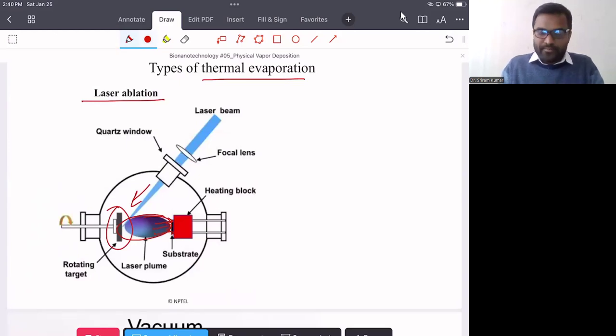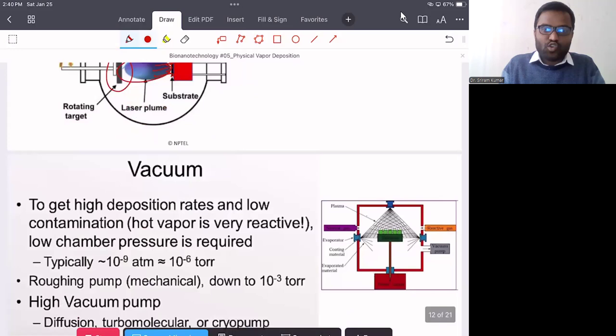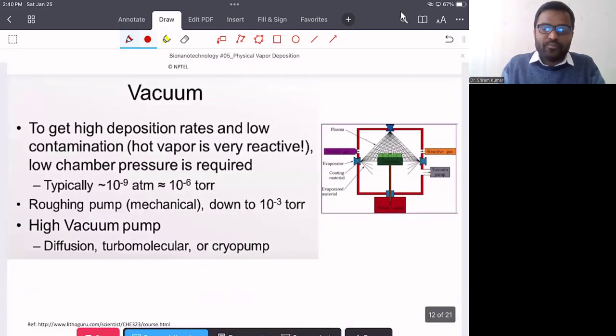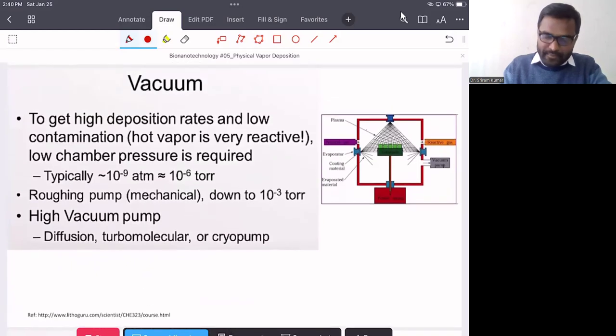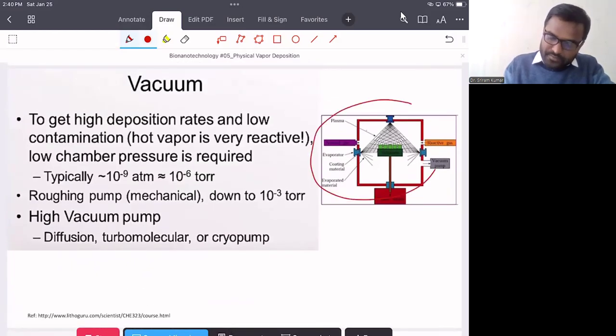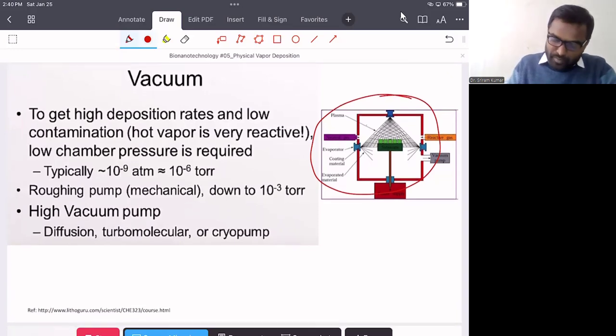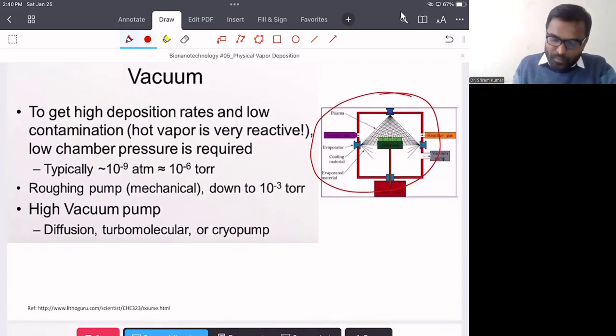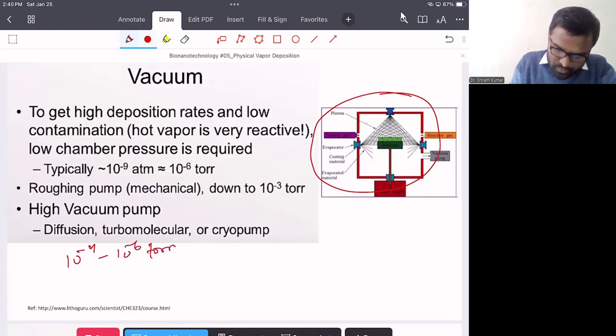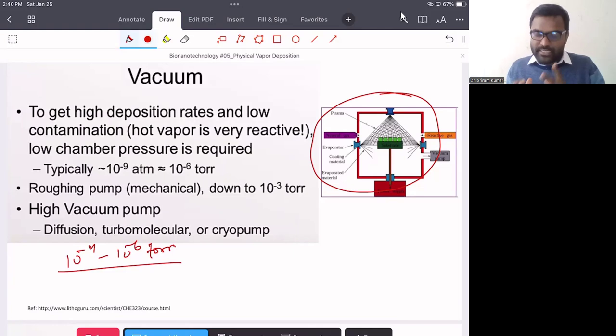Now let's understand the significance of vacuum in the PVD technique. We have a closed container, or chamber, in the PVD technique. In PVD techniques, we need to make very, very low pressure, from 10 to the power minus 4 to 10 to the power minus 6 torr. So we are going to use very, very low pressures, and we will make these pressures in two stages.